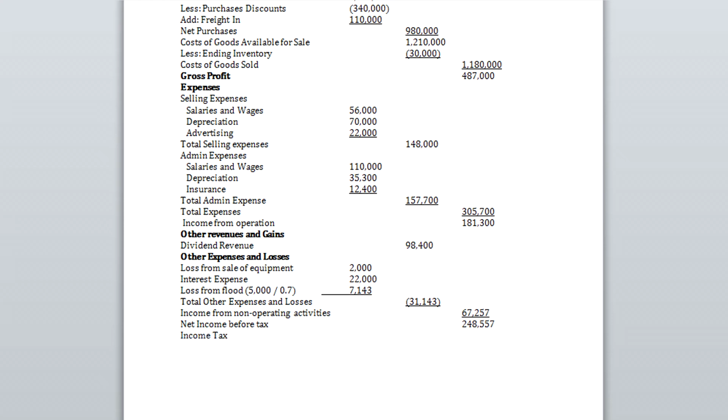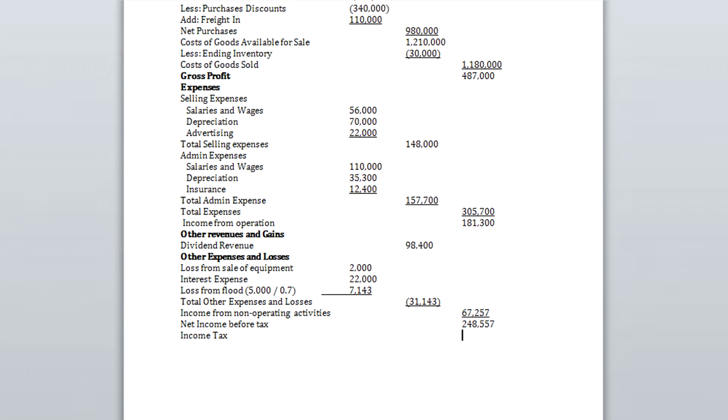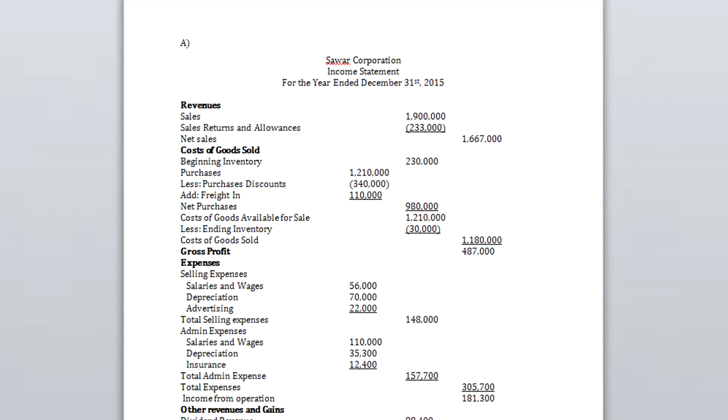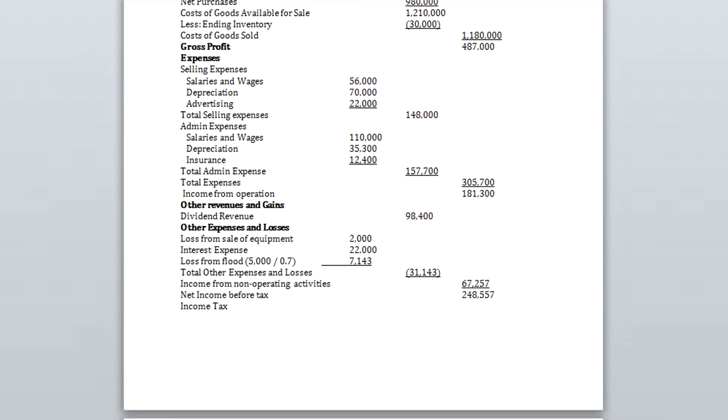Then we do our income tax. Our income tax is 30%. So we're just going to multiply $248,557,000. Sorry, $248,557. We're going to multiply that by the tax rate of 30%, right? That is going to give us income tax expense of $74,567,000. And we finish off the statement here with our net income, right?